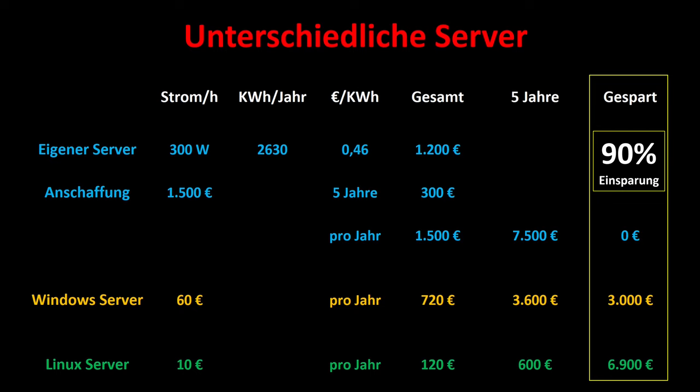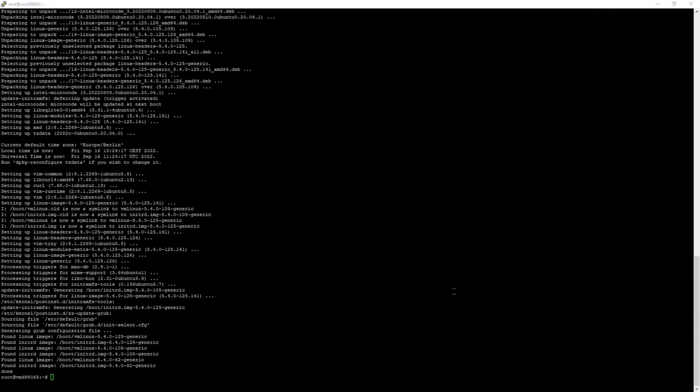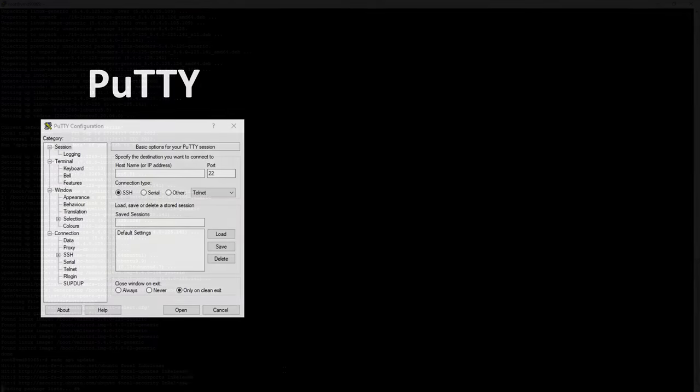It makes a difference whether I pay 125 euros or just 10 euros a month. However, there are some special features of the Linux server that are not very easy. When you access your server for the first time, you will automatically be confronted with such lines of code. But at first glance, this looks more difficult than it actually is.